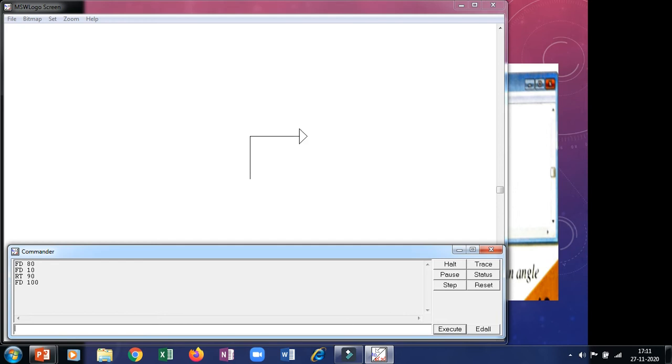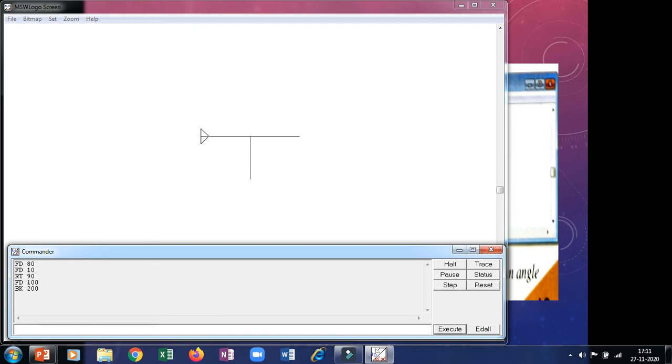Now if you want to move the turtle backward, from its tail, the command is BACKWARD, and the short form is BK. Here also we have to write the number of steps. So whenever you write the command and a number of steps or any number, we have to leave a space. So we'll write 200. So you can see the image has been drawn.